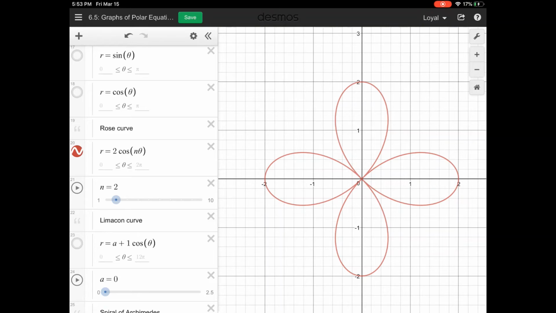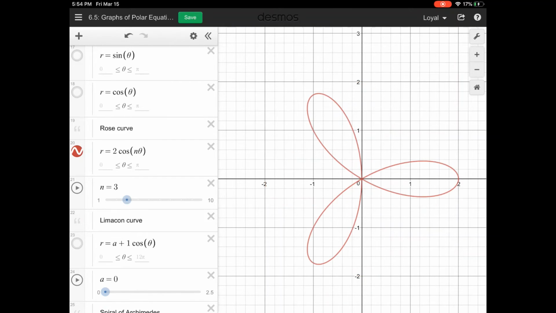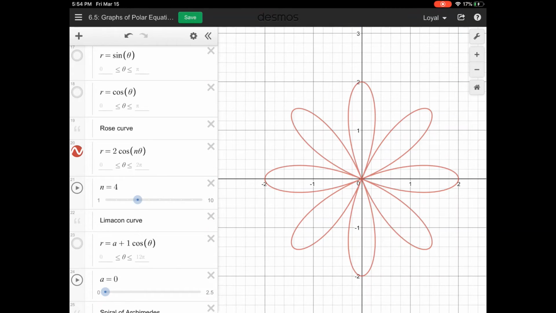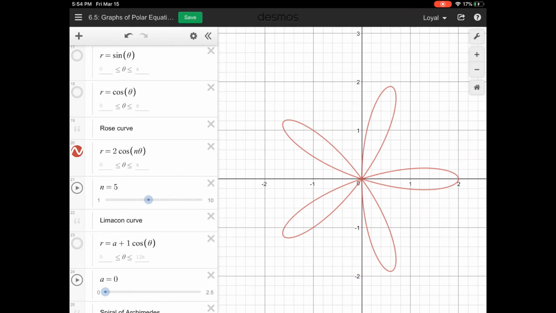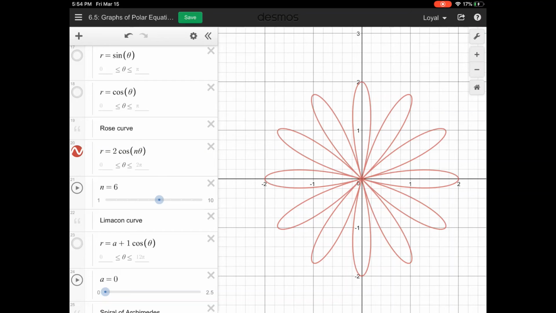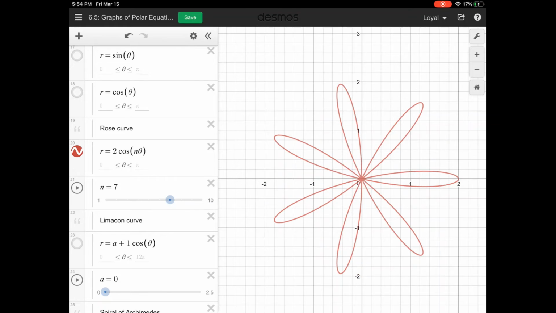So you kind of think, well, every single time I multiply theta by a number, the resulting petals will be twice that number. But it doesn't quite work out that way. If I put in 3, you'll see there's only 3 petals. But if I put in 4, it'd be 8 petals. If I put in 5, I get 5. If I put in 6, that's 12 petals. 7, there's only 7. So you can see a trend here.